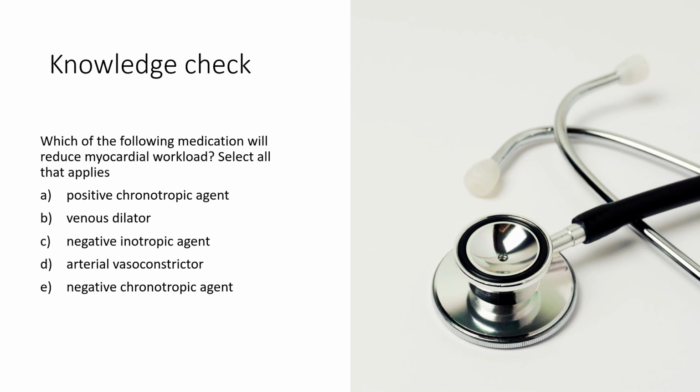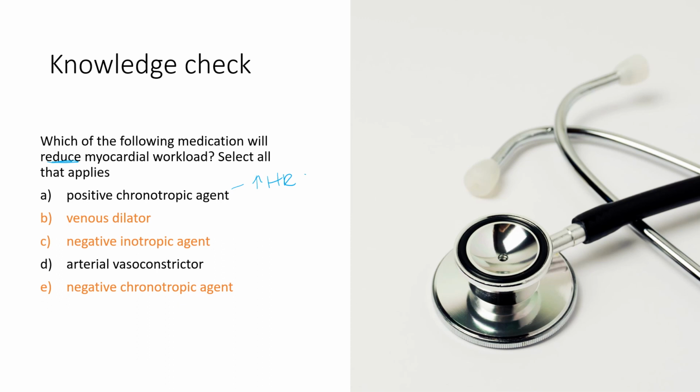So if you've picked B, C, and E, you're correct. So a couple of things, let's go through quickly. Remember, a chronotrope is an agent that will increase the heart rate. So a positive chronotropic agent means that this drug will increase the heart rate. And the question is asking what would help to reduce myocardial workload. So if the heart rate goes up, the myocardial workload will be increased.